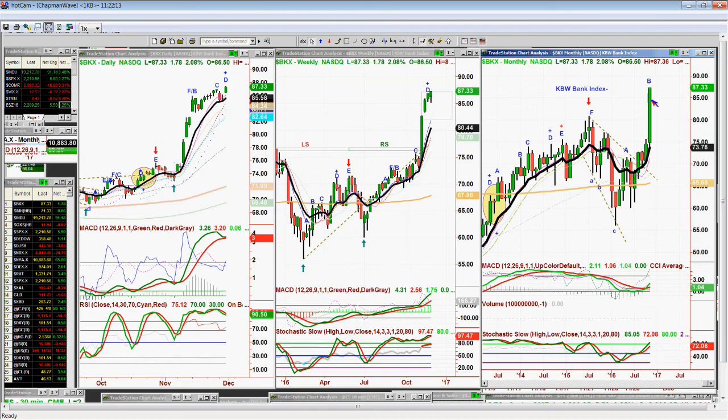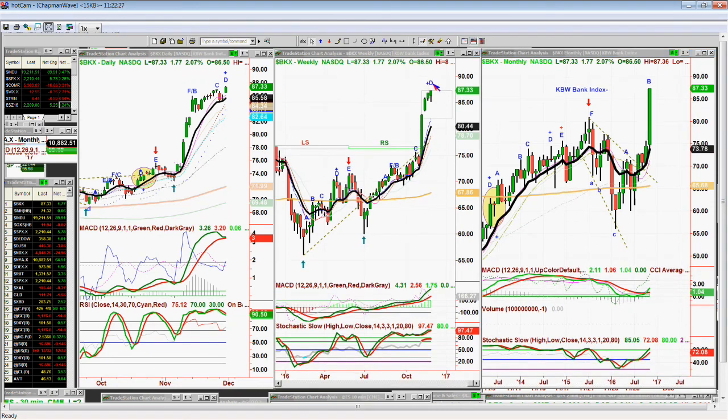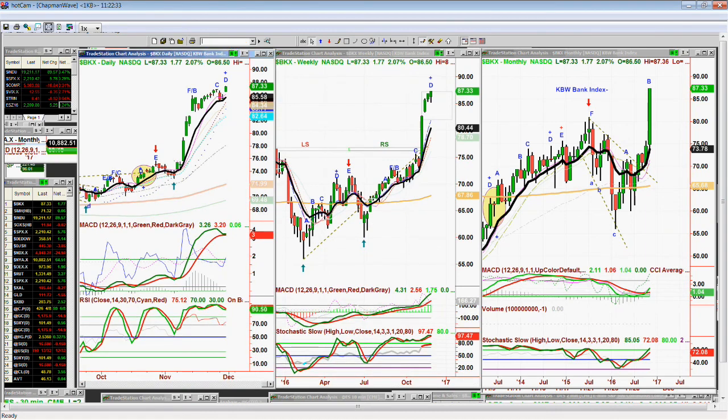Look, this is a leg B in the monthly chart of the BKX index. This is extraordinary. This says that it's going right into 2017, and at 87.33, once it tackles the 90s, it's going to raise the base a great amount. So we're going to be watching what happens over the next few days. All right, let's go on.